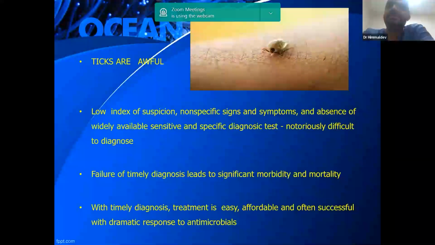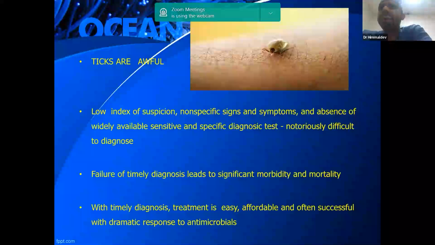So finally, the take-home message is ticks are awful. If you see one, you will know one. You need to have a good suspicion. What generally happens is we have a low index of suspicion, non-specific signs and symptoms, and absence of widely available tests. That's why it becomes difficult to diagnose.